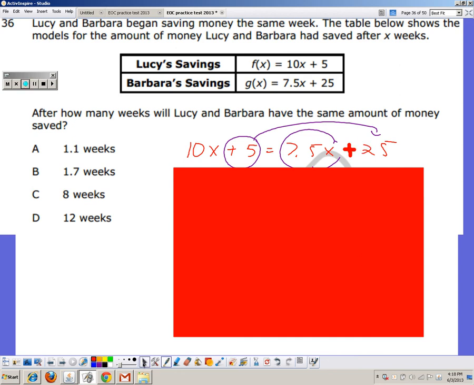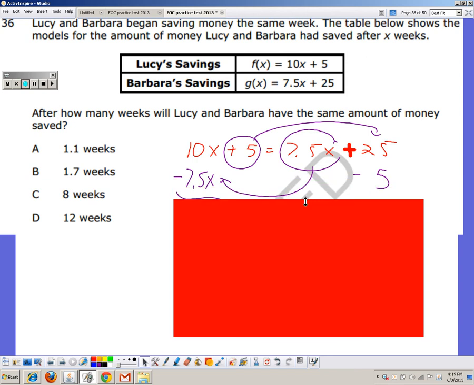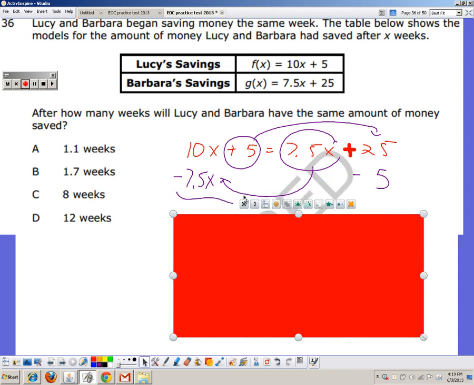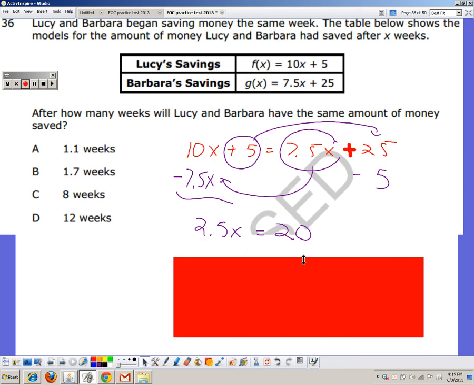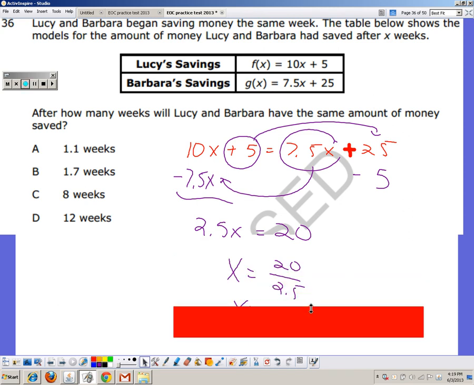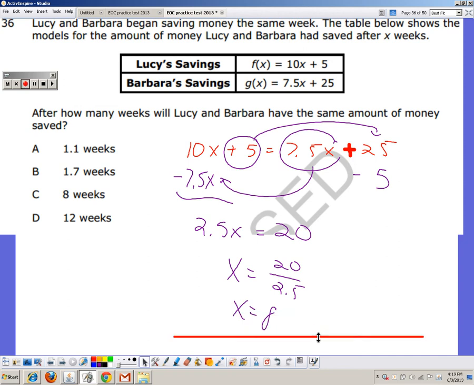Again, we need to get all our variables on one side, our x on one side, our numbers without variables on the other. So I'm going to move the 7.5x because I want my x to be positive. I'm going to move that to the left and move my plus 5 to the right. Remember to change the signs. So 7.5x becomes minus 7.5x, plus 5 becomes minus 5. When I simplify everything, I get 2.5x equals 20. To find x, I have to divide. 20 divided by 2.5, that gives me x being 8, so the answer is C.